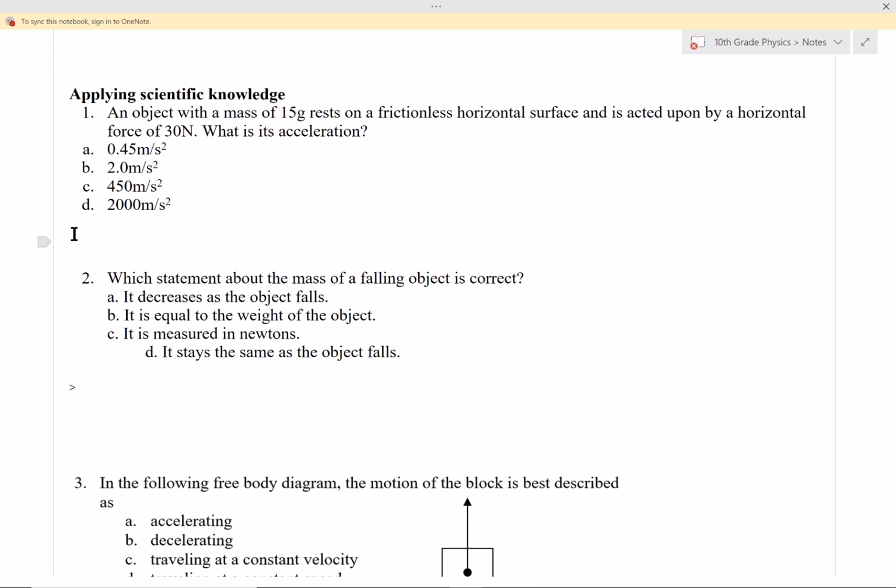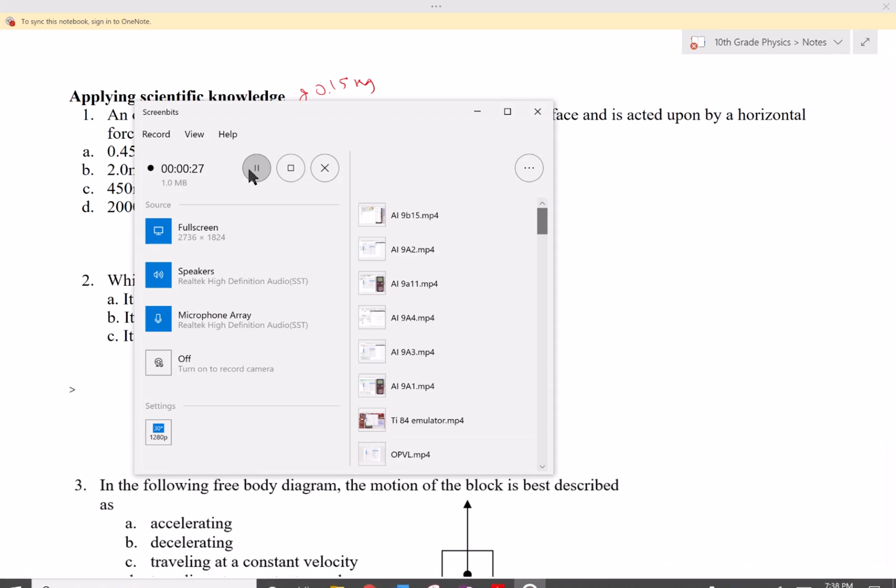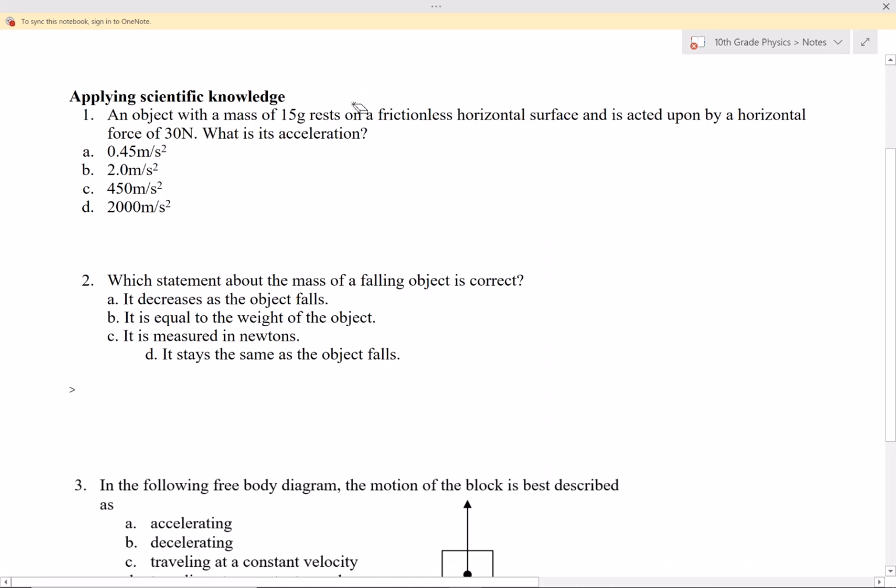So number one, we're talking about an object with a mass of 15 grams, which is 0.015 kilograms, right? We always want to be working in the same kind of units. It's acted upon by a force of 30 newtons. So remember, 30 newtons is kilograms meters per second squared. And we want to know what is its acceleration.